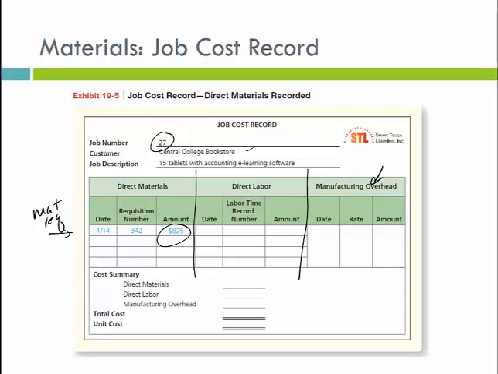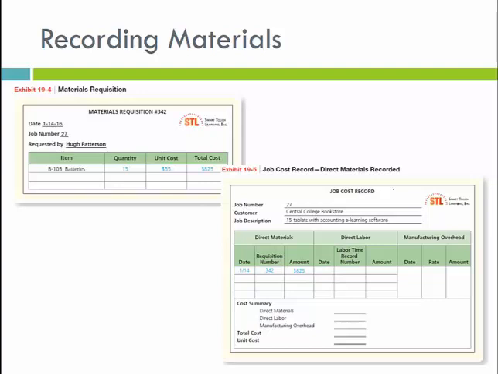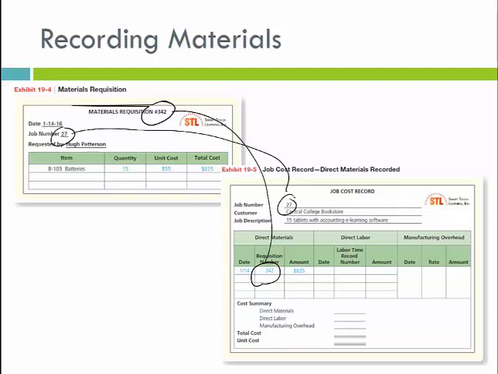If you were to look at these 2 documents together, it would look like this. Here's the materials requisition, and everything's cross-referenced here. This was materials requisition 342, and this is showing 342. It went to job number 27. Here's job number 27. $825, $825. It goes like that. So all of these things can be cross-referenced.